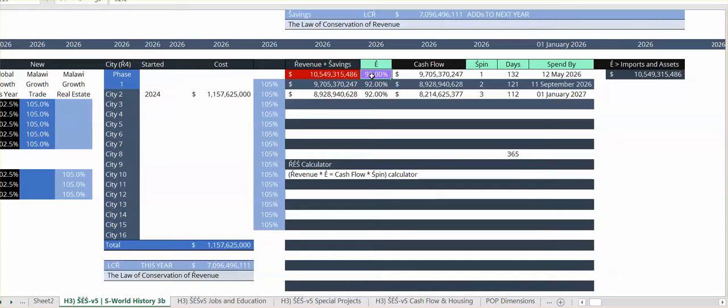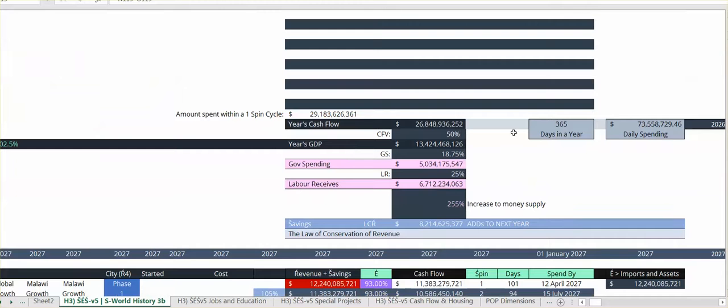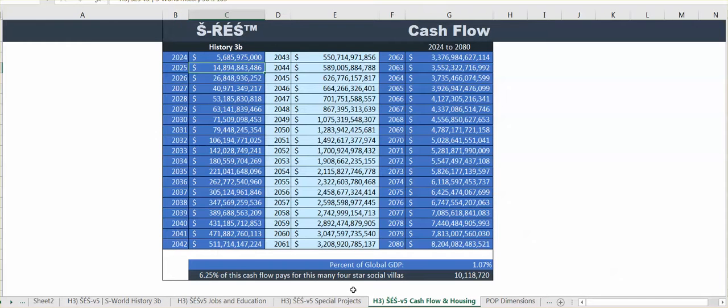We times it by the 92 for an E. E moved to 92. Spin 1, spin 2, spin 3. Cash flow, cash flow, cash flow. Cash flow equals 26. Okay, so there's that 26. Next it goes to 40.